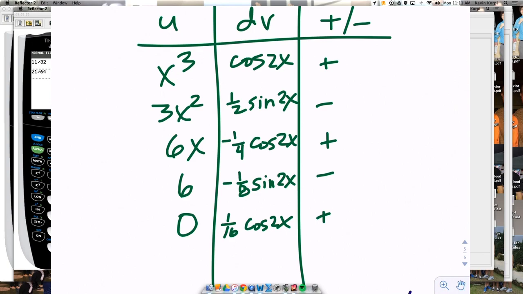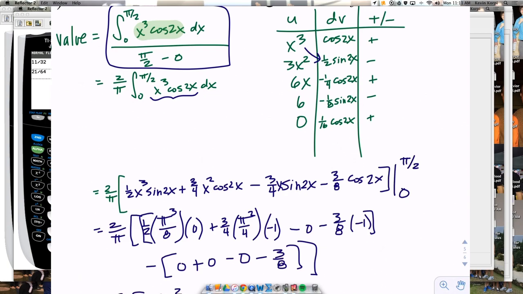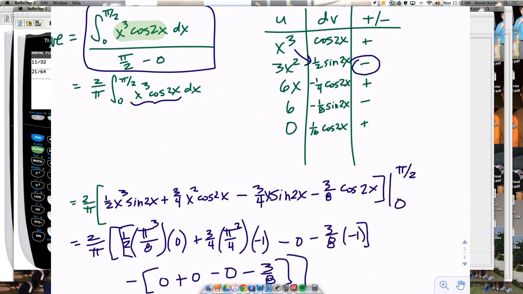Okay, so the diagonals, here we go. We're going to get a 1/2 x cubed sine of 2x, which I wrote right here, with the 2 over pi out front with brackets. Pick up the next sign, it's minus, but then notice your next product is going to be times a negative. So it turns it to a plus sign. And you have a 3/4 x squared cosine of 2x.